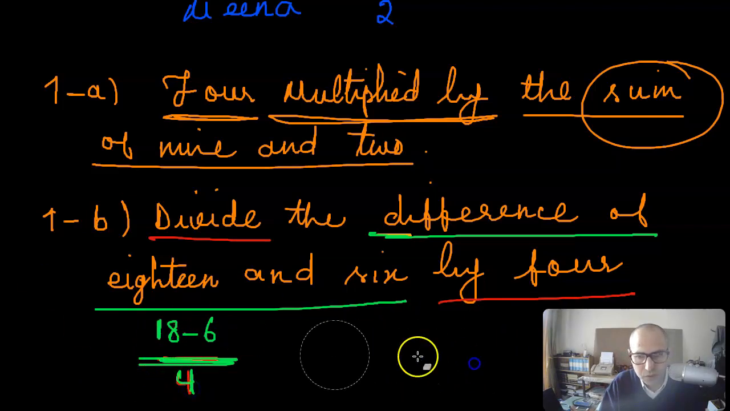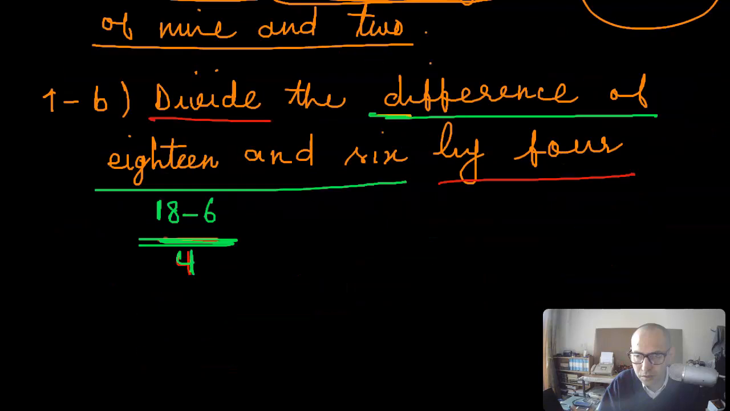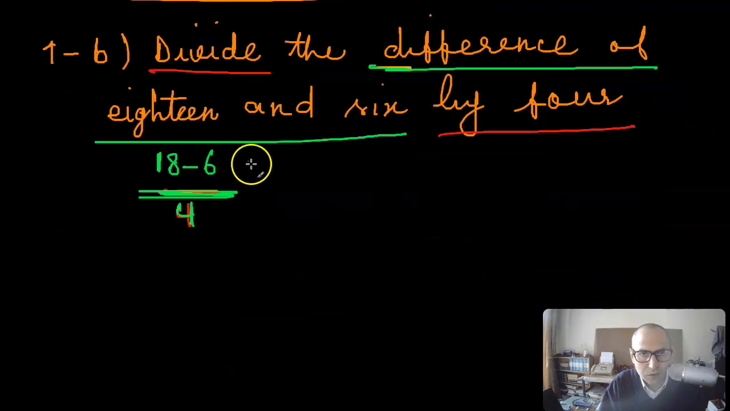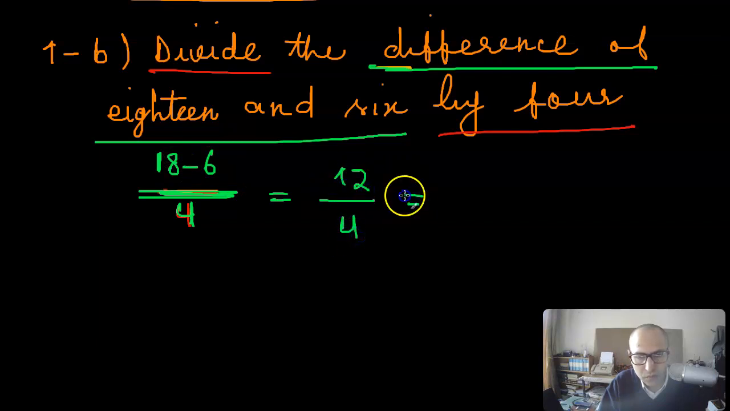Now when you write your expression this way, the way you would evaluate it is that first you calculate the whole thing in the numerator, meaning 18 minus 6 is 12, and then you divide that by 4, which is equal to 3, right?